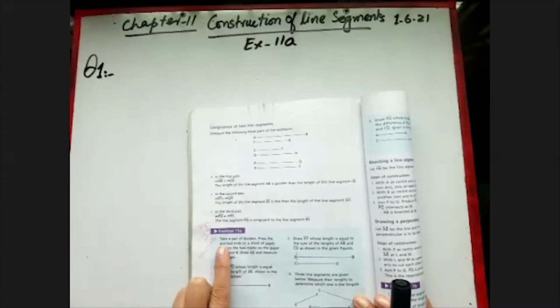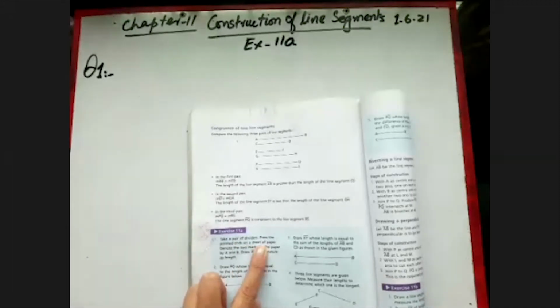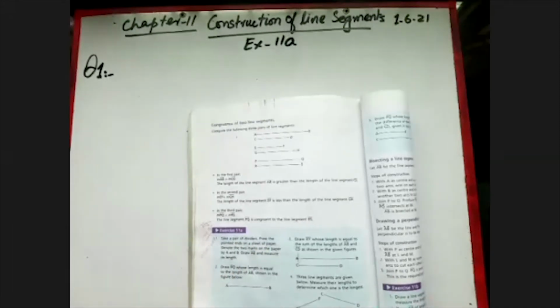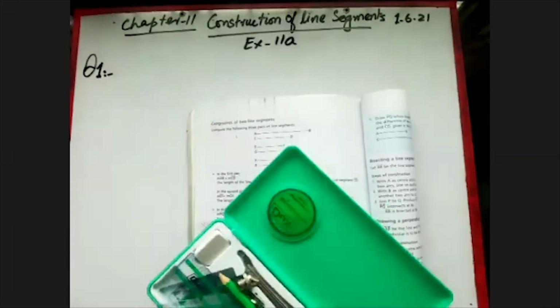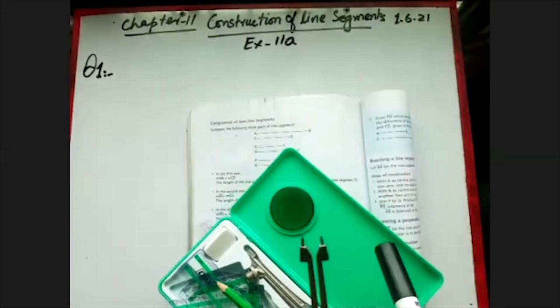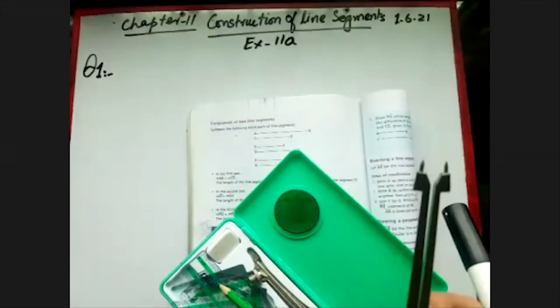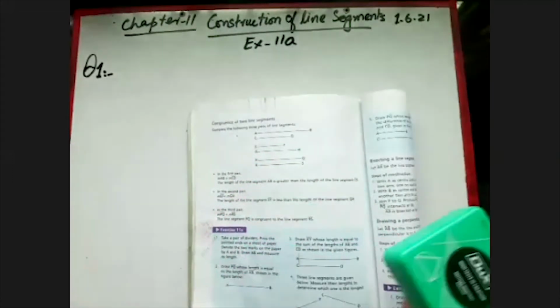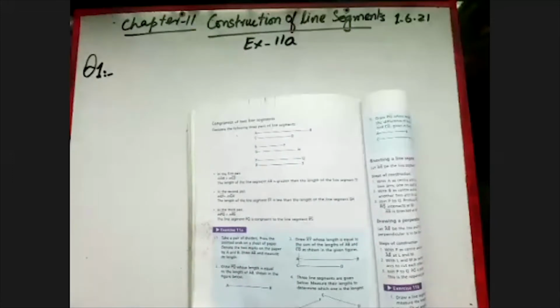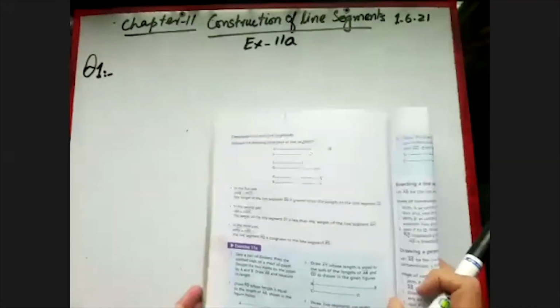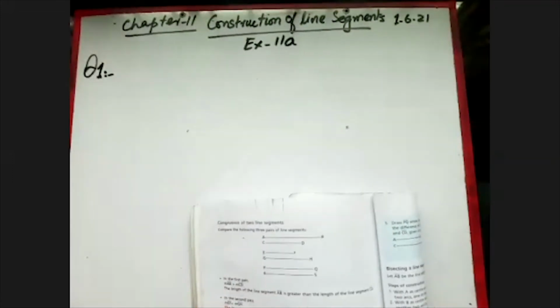In question 1, take a pair of dividers. Look, this is your divider. I am taking it out from the geometry box. This instrument is your divider. So take out your divider and you have to make a line on the plain page of your notebook with the help of this instrument.